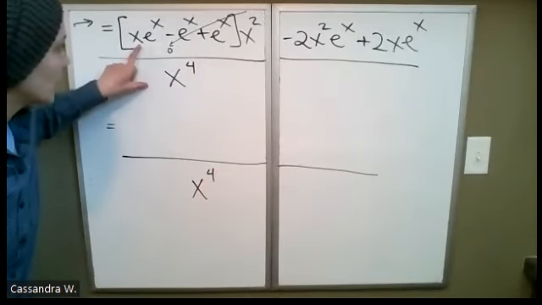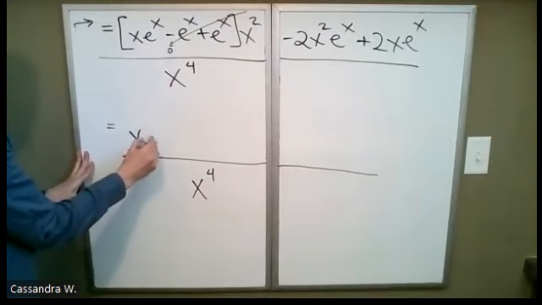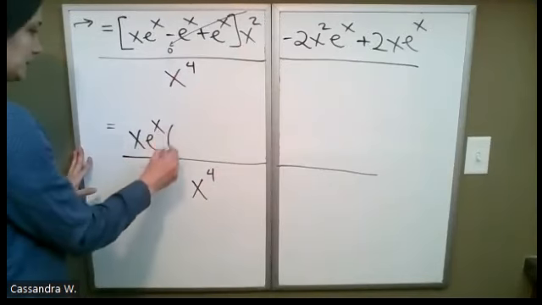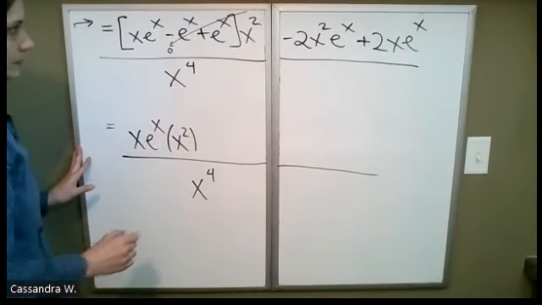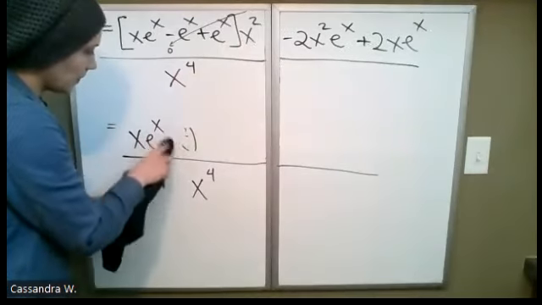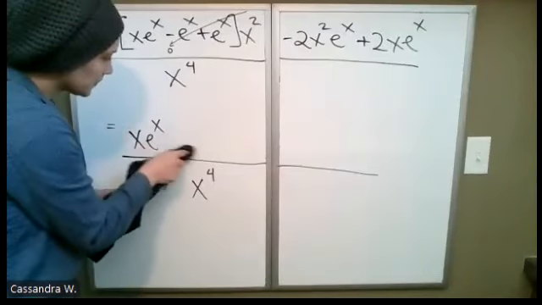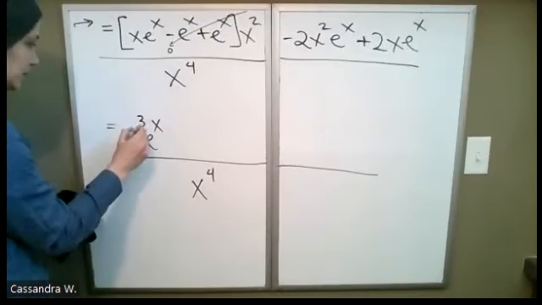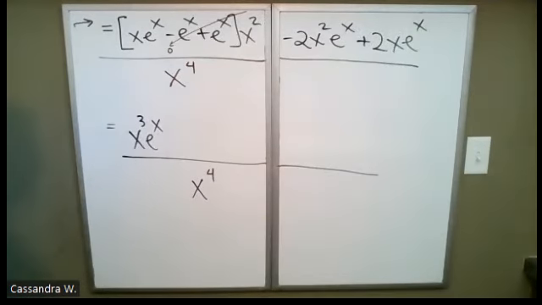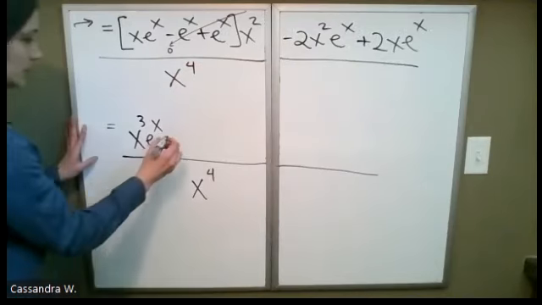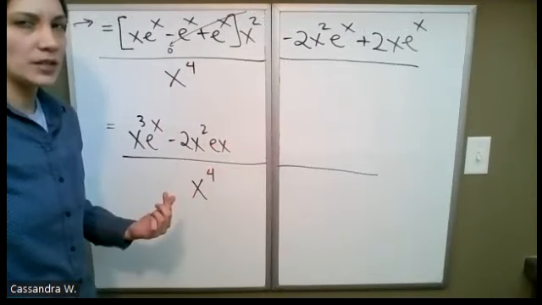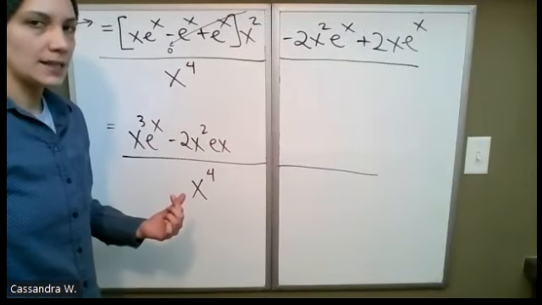Okay, we're getting there. x e to the x times x squared, which would be x cubed times e to the x, minus 2x squared e to the x, plus 2x e to the x, and then we'll factor out x e to the x.